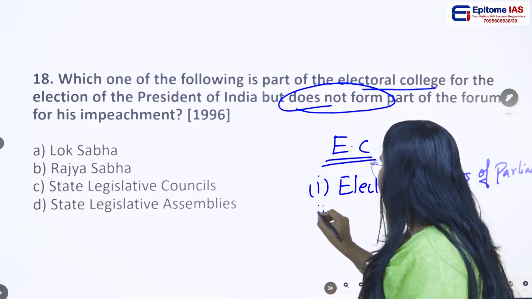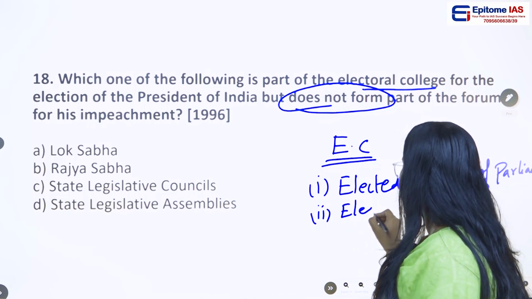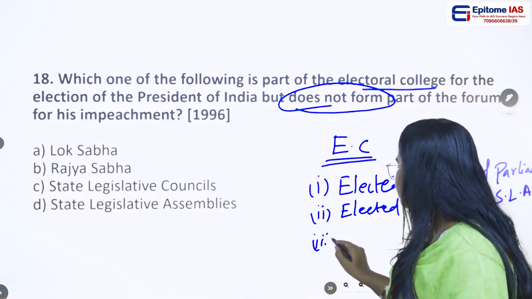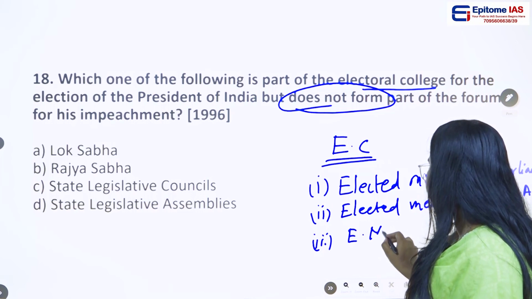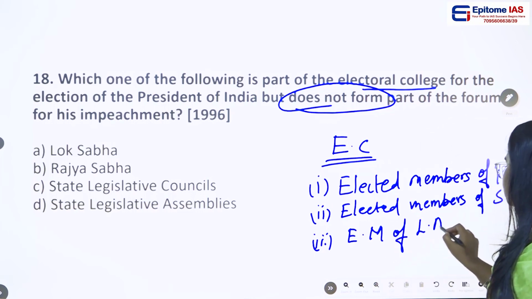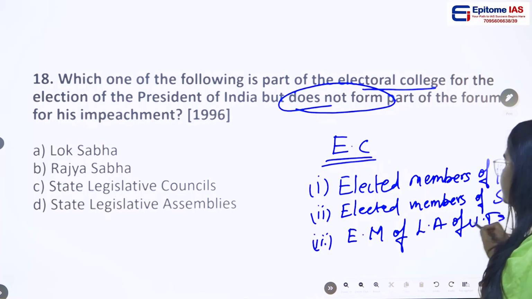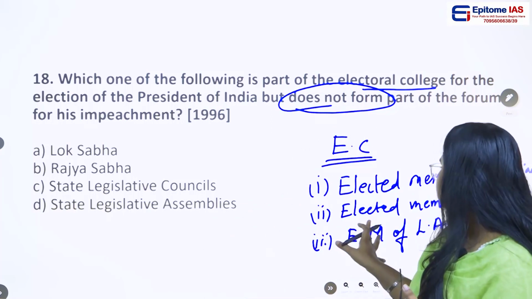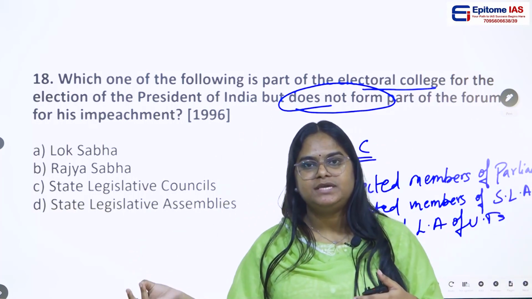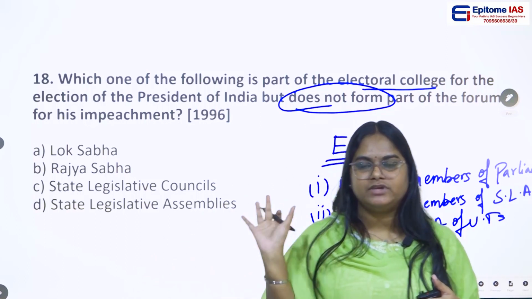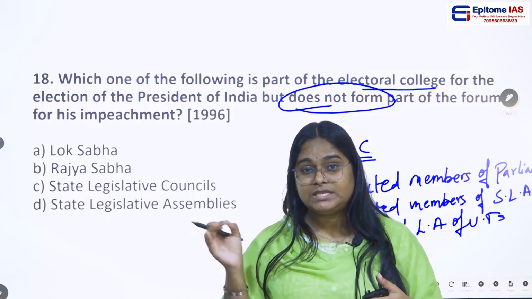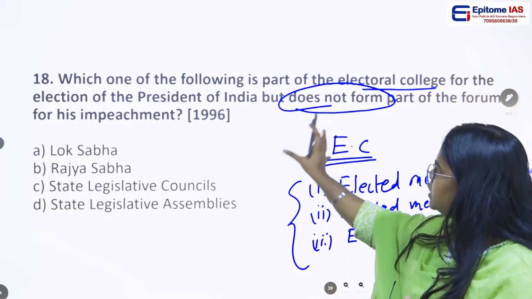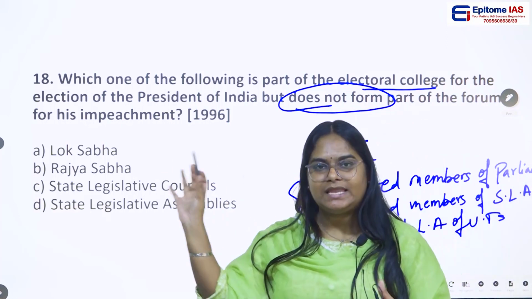And 2. We have elected members of State Legislative Assembly. And we also have the elected members of Legislative Assemblies of Union Territories, that is Delhi and Puducherry. So all these elected members of Parliament, State Legislative Assemblies, and the Legislative Assemblies of the Union Territories are included in the process of the election of the President.